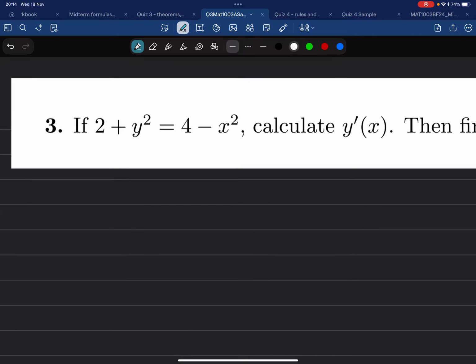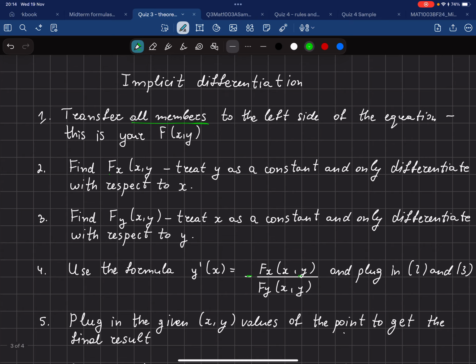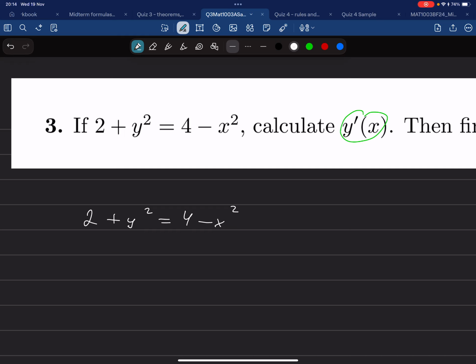So what we're given here is 2 plus y squared equals 4 minus x squared. That's what we're starting with. And eventually we need to somehow find y prime of x, which we currently have no idea how to find, right? But let's see how it goes. So the first step would be to transfer all members to the left side of the equation and assign whatever the result is to a new function that we call f of x and y, okay? So again, if I had to give you the full intuition behind this, it would take a while, but because the quiz is so soon, I'm just going to give you the algorithm for solving, right?